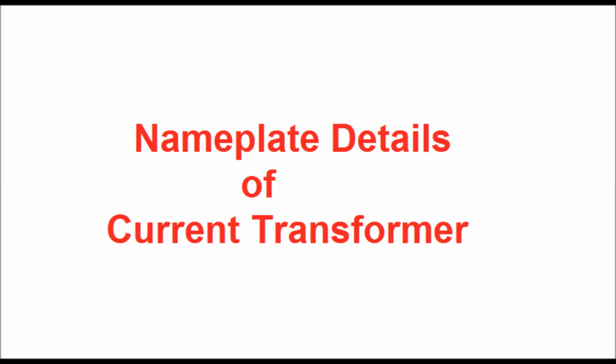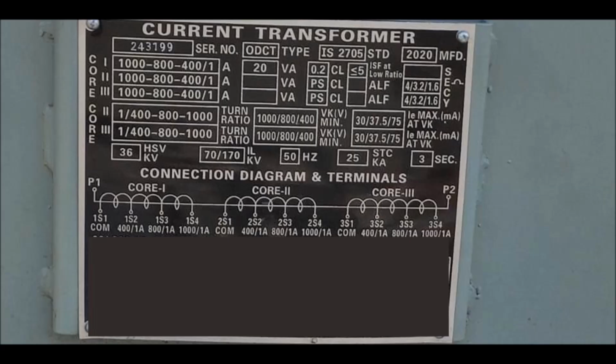Hello friends, today I will discuss the nameplate details of a current transformer. In this video I will discuss a 33 kV CT nameplate. In the nameplate, first mentioned is the serial number.